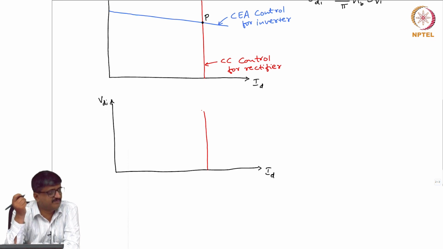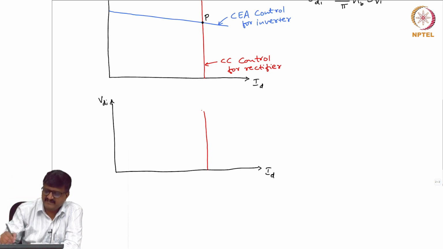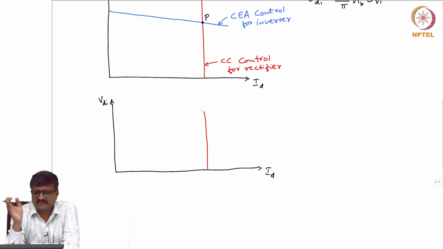No, where does it stop? Suppose I just consider only the CC control characteristic for the rectifier. I will come to the inverter later. I am just taking one curve at a time now. Earlier I said these are all infinite straight lines, at least on one side. The other restriction is that it is restricted to the first quadrant, but I have not shown the other end of the straight line where it will stop.